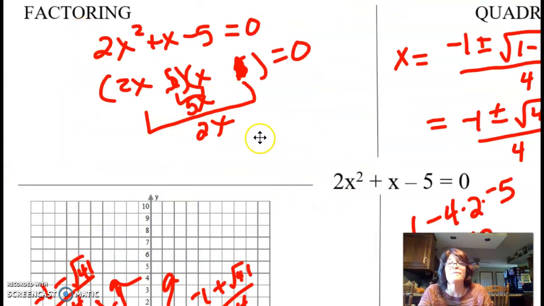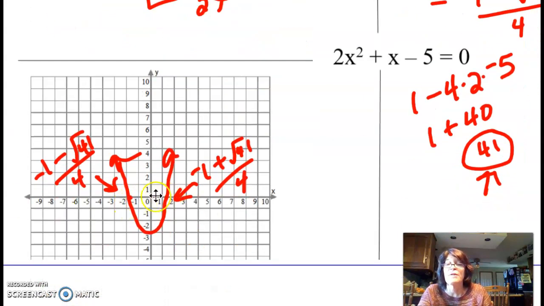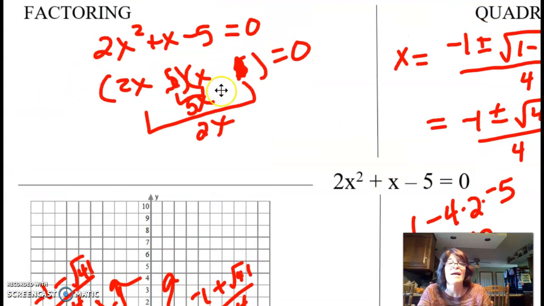Sometimes it doesn't factor. It doesn't mean there's not two real answers. Here I have two real answers. They're just not rational because I can't take the square root of 41, but they're real. It crossed the x-axis. I have two answers. They're just not rational. They were irrational. They're not imaginary. They're irrational.